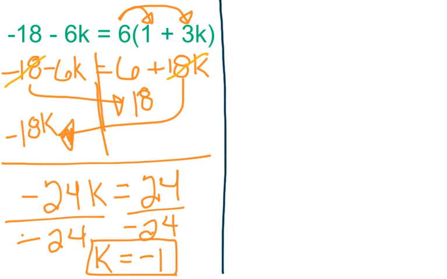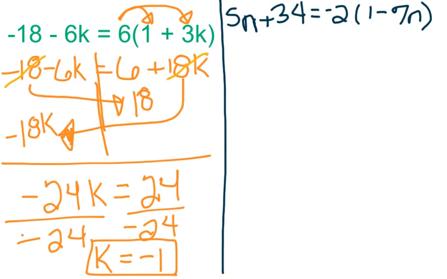Now, just like before, I'm going to put an equation on the right side. I'm going to pause it. You guys are going to try it. I'm going to go through it quickly. And then we're just going to keep moving forward, okay? So your equation to try is 5n plus 34 equals negative 2 times the quantity 1 minus 7n. Okay, so there's yours to try.